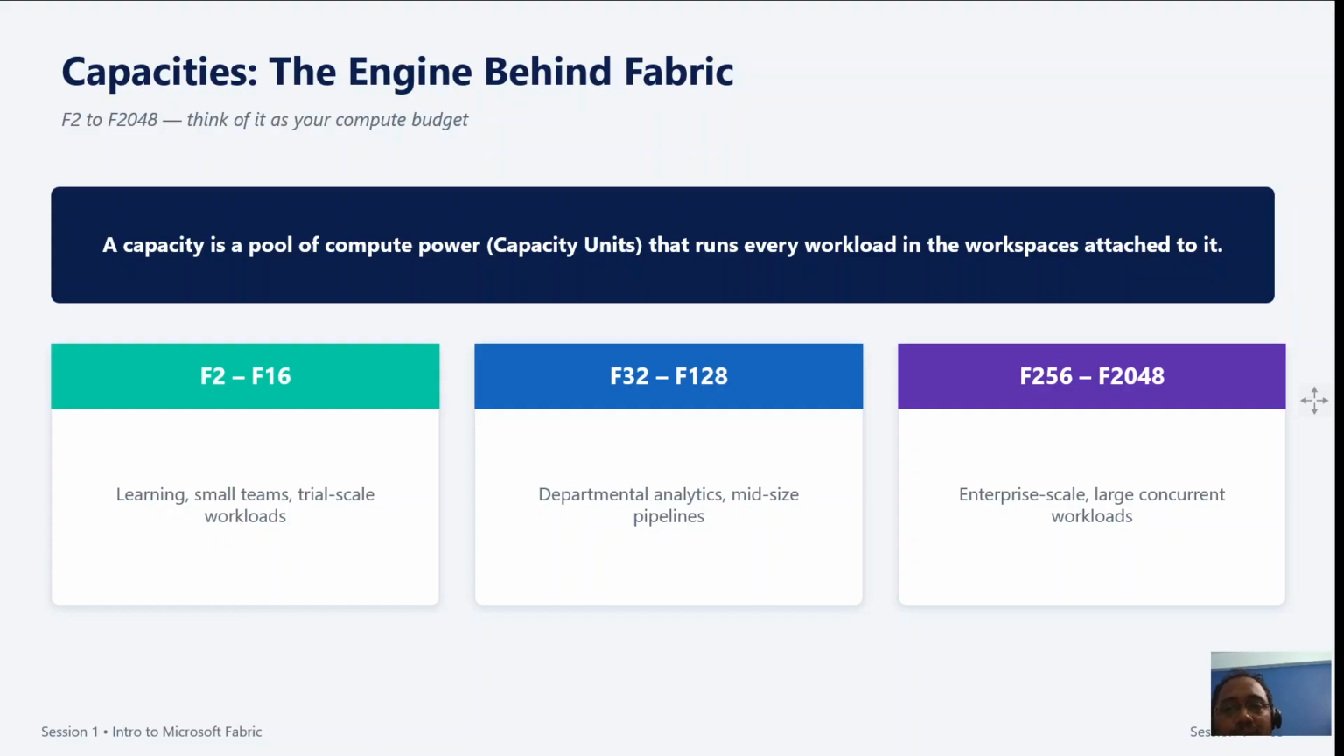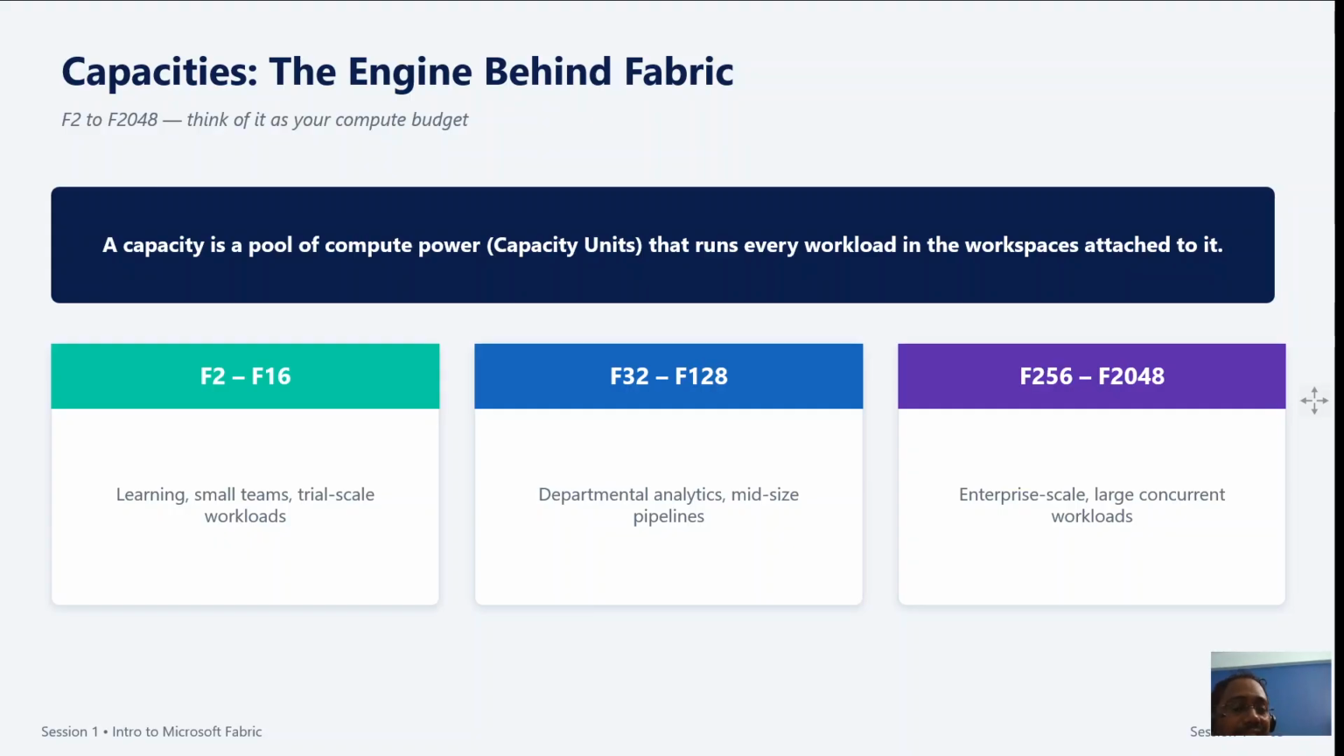Fine. One more line I want to repeat here because there is a lot of confusion on capacities. You need not pick a capacity for each and every workload. You pick one capacity per workspace. That is well and good. You need not pick a capacity per workload.